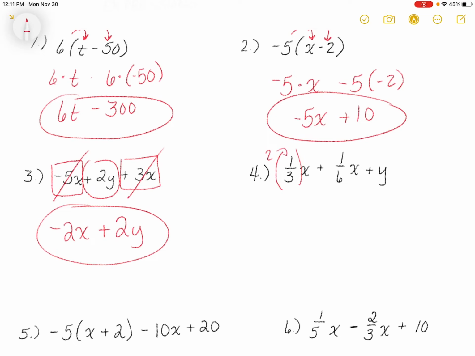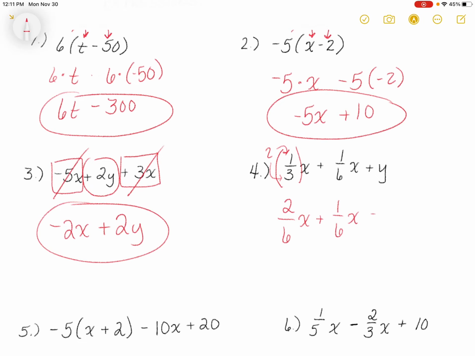2 times 1 is 2. 2 times 3 is 6. So 2/6x plus 1/6x equals 3/6x. Now we know that 3/6 will simplify to 1/2. I've combined 1/3 x and 1/6 x, so I'm finished with those. Because there's nothing for me to combine y with, I'll just drop it down. And my simplified expression is 1/2 x plus y.